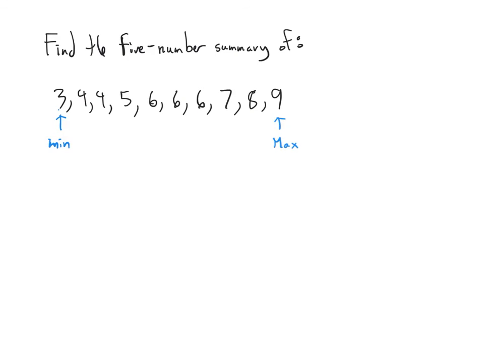We have 1, 2, 3, 4, 5, 6, 7, 8, 9, 10 data points. So we need the average of the 5th and the 6th. So it's going to be these two. So we'll take the average of these two. And the average of 6 and 6 is, of course, 6.